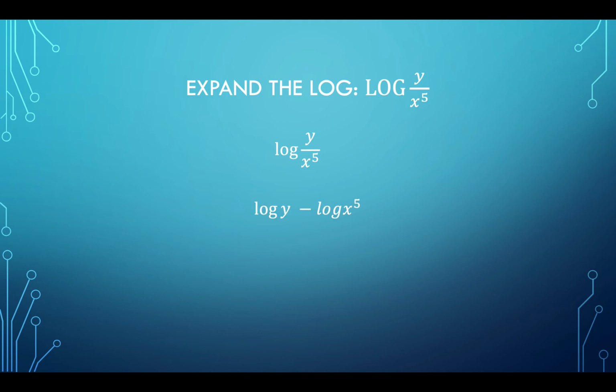Okay, so we know when we have a division sign, that means subtraction. So we're going to attach log to the y and attach log to the x. Now we have log y minus log x to the fifth. Not fully done just yet. Why? Because now you have an exponent here. We have to simplify the exponent by bringing it down into the front. When we do that, we have log y minus 5 log x. This right here is your final answer.